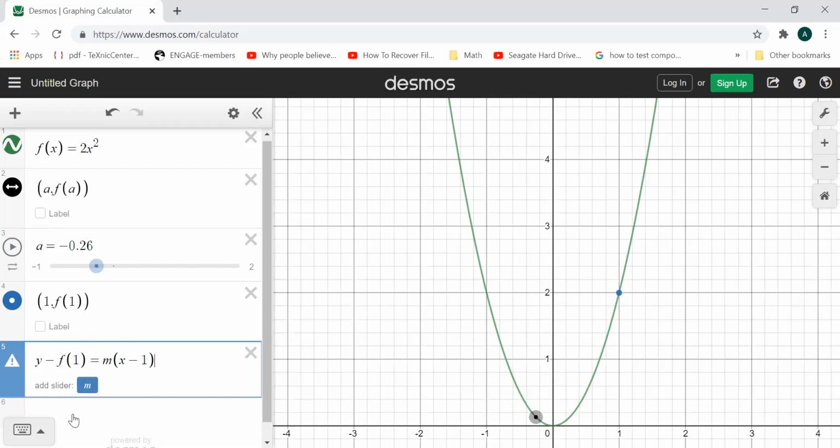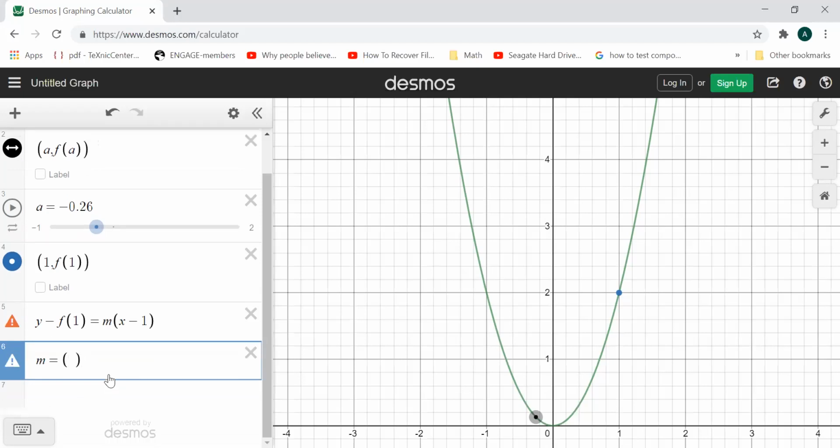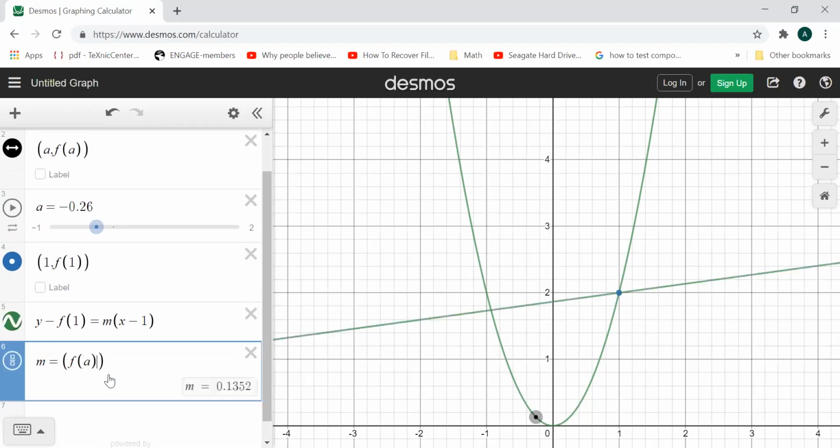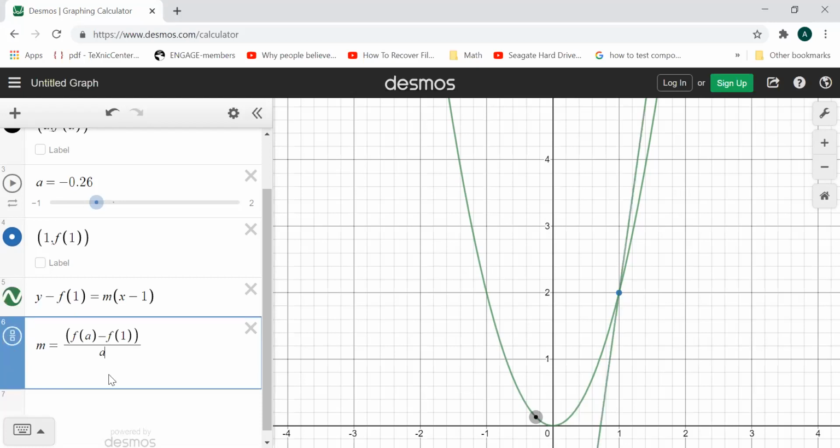So m will not be a slider, but rather m will be defined here as, and I'm going to choose this point m to be the slope of this line. So the slope of this line will be a fraction, right? The slope will be f of a minus f of 1 divided by a minus 1, right? So there we go. With this thing here, I found the slope of a line, and then I wrote the equation of a line here. With this, we are in business here.